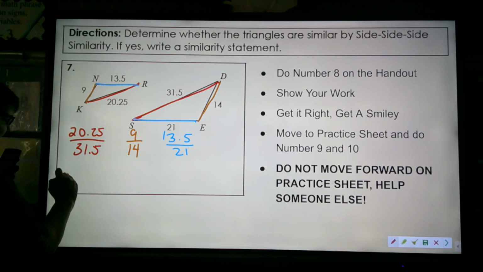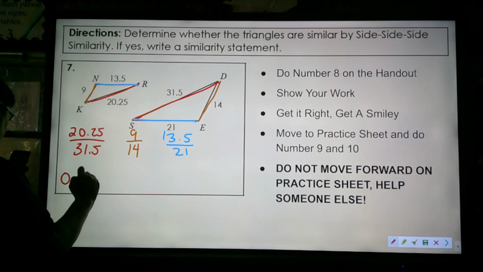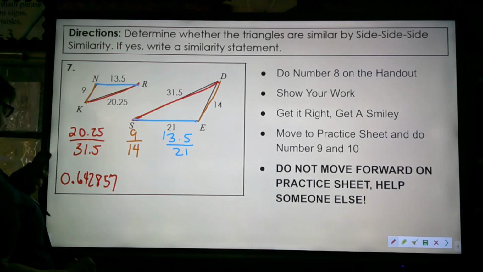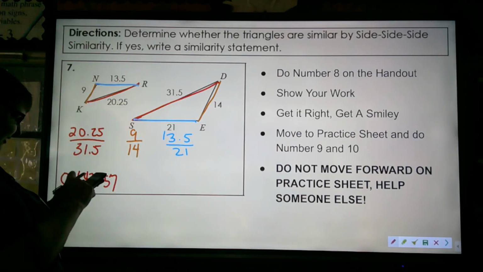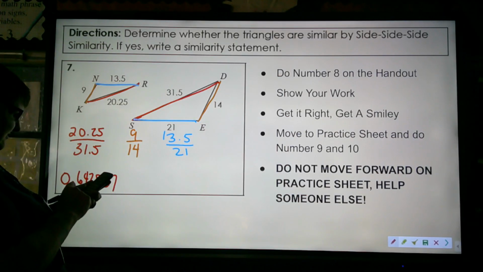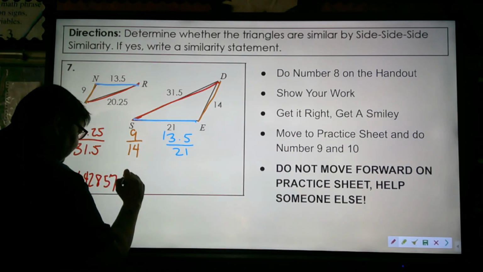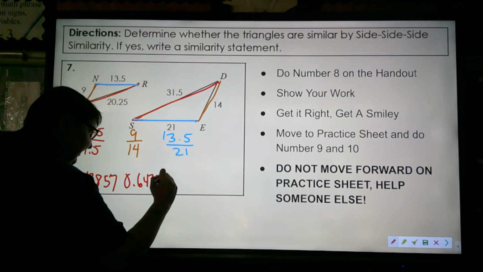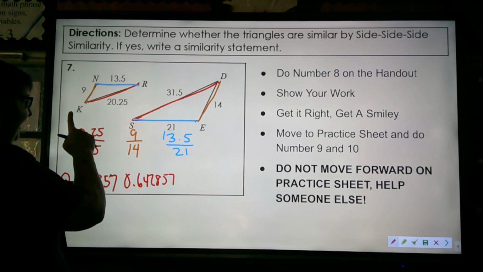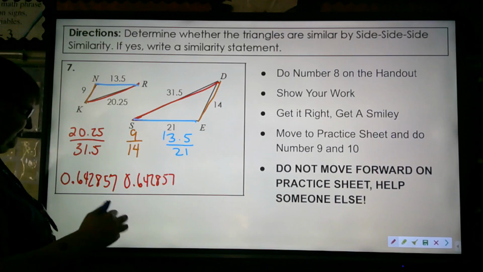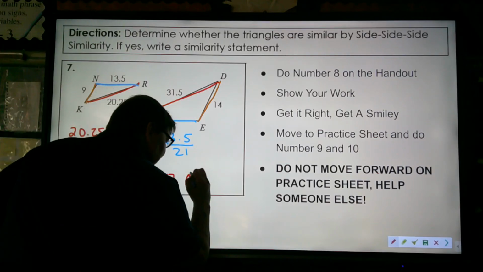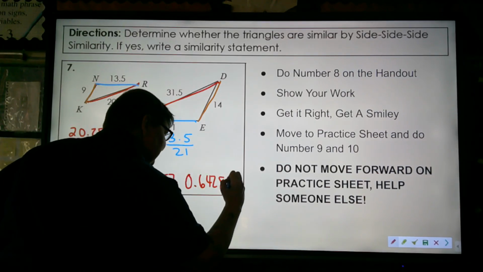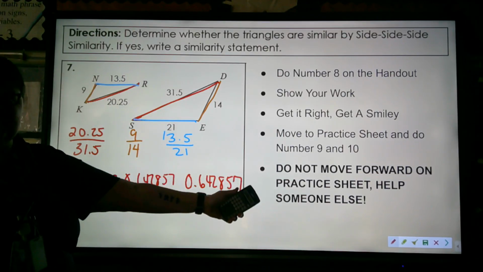So 0.64287, it keeps going, right? We just need enough to know if it matches. 9 divided by 14, it's the same number. 0.64287, right? But remember, we have to have SSS. We have to have all 3 be proportional, so we have to do all 3. 13.5 divided by 21. It's the same number. 0.64287, blah, blah, blah. So, yes, they match.